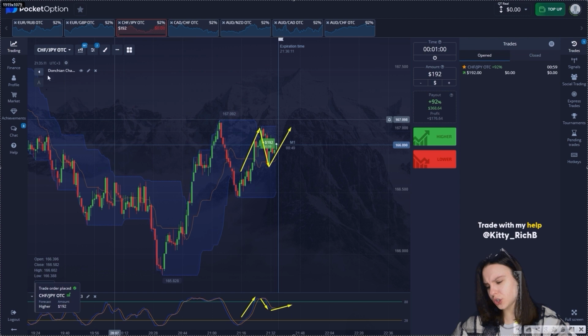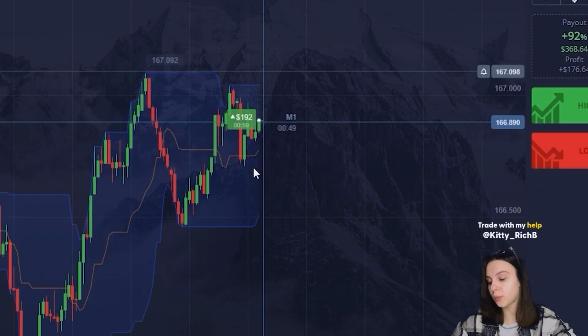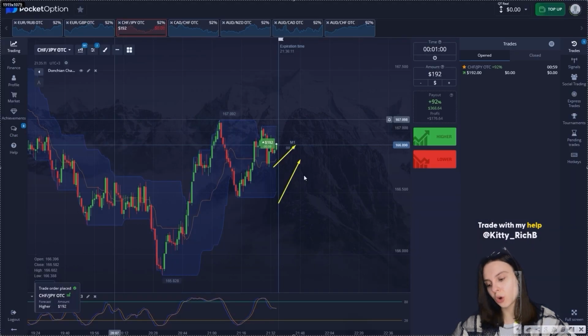And on the Donchian channel, we have a similar situation. We see that the average and the lower borders are heading to the upper position, which also helps us in opening a trade. So it turned out we opened the trade correctly. Let's look.